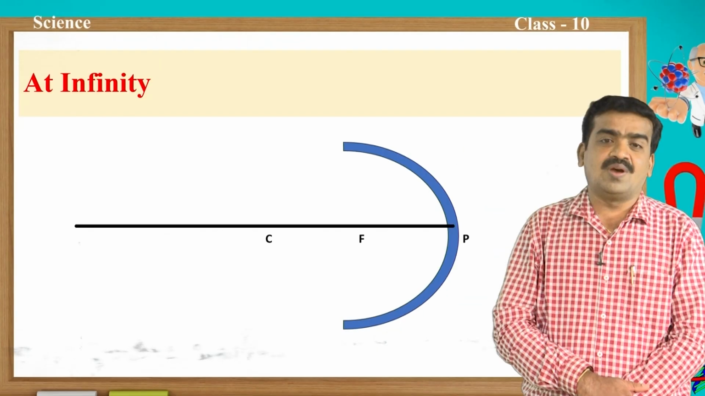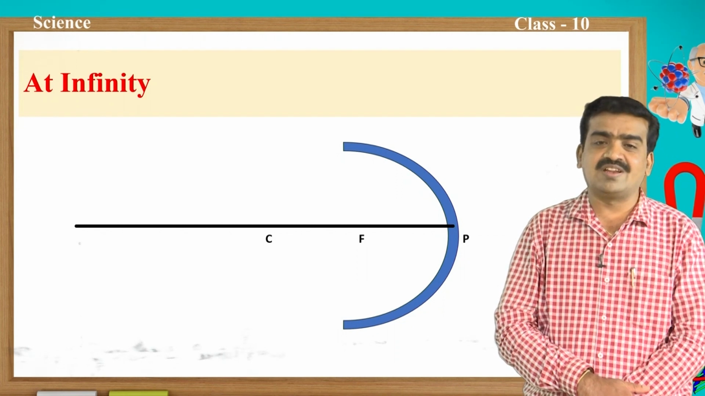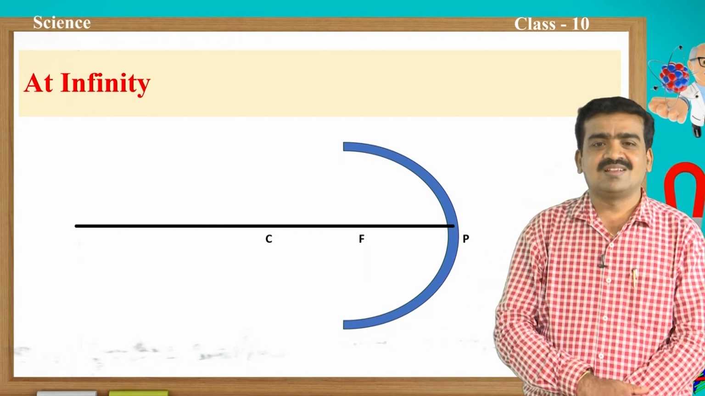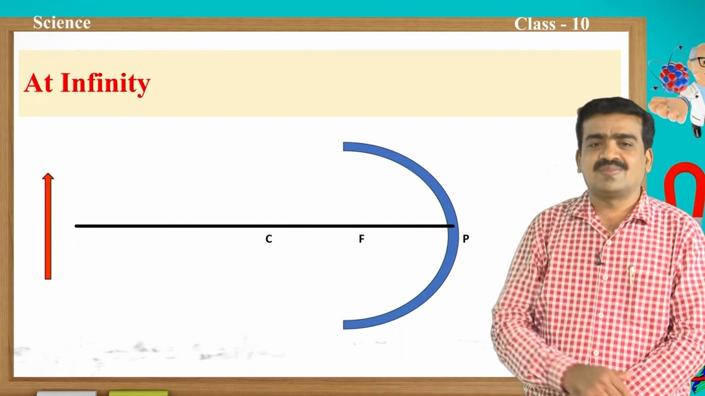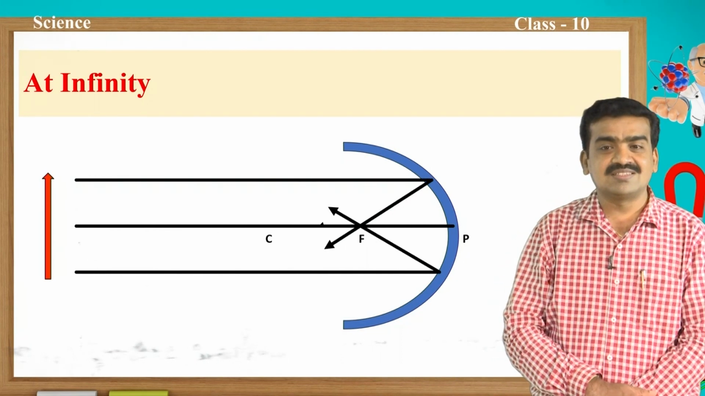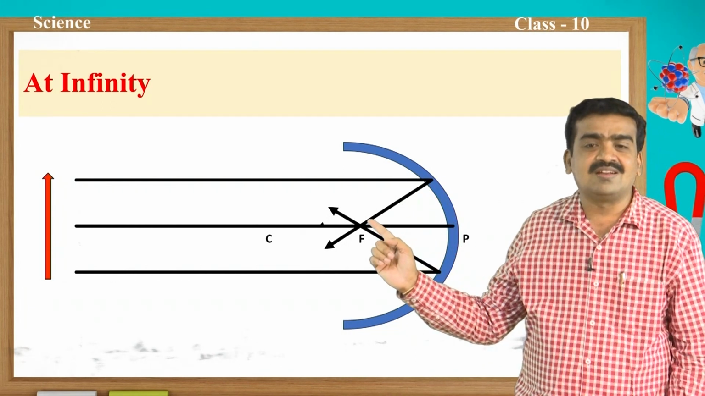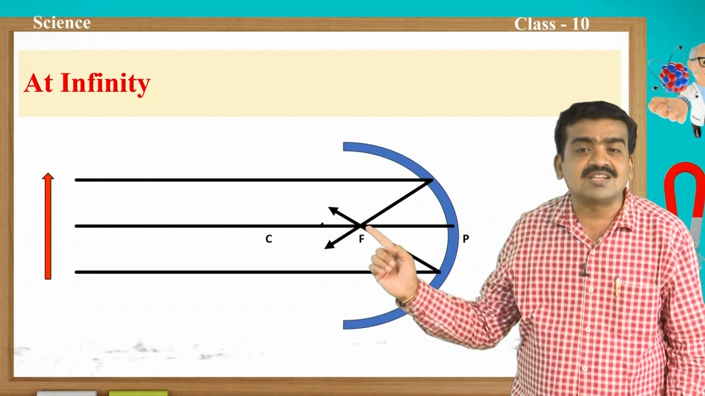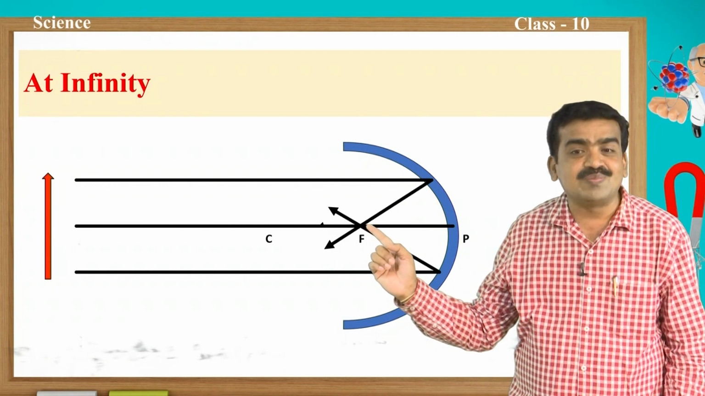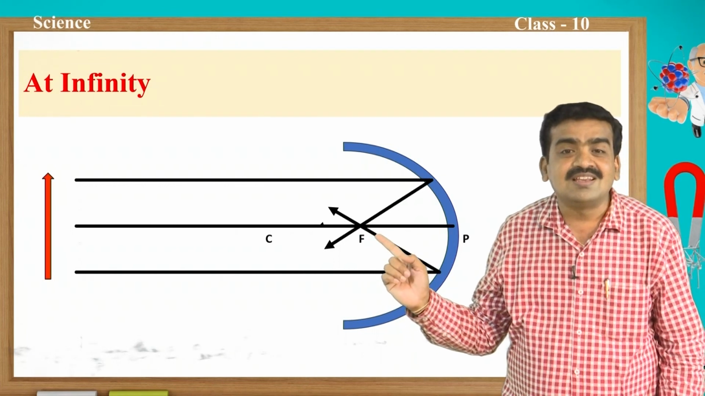Now, what happens when the object is placed at infinity? Infinity means a little far distance from the concave mirror. If the rays of light pass parallel to the principal axis, they reflect from the concave mirror and the reflected rays focus at the principal focus. This method is used to find the focal length of the concave mirror.